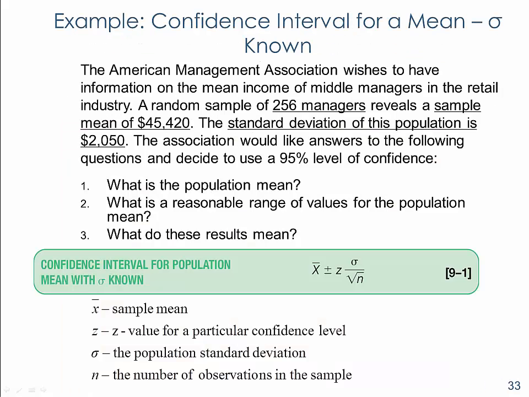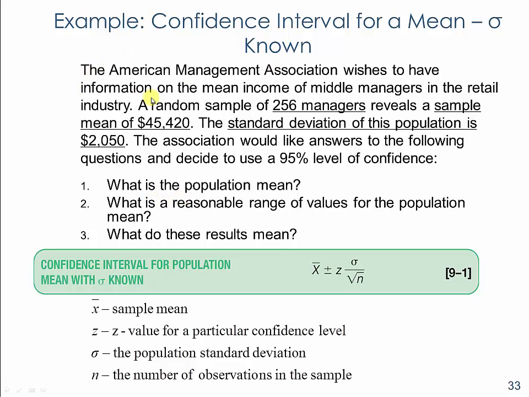Let's go ahead and do an example. In this case, we do not know the population mean. We know the sample mean is $45,420. Hence, our best estimate of the unknown population value is the corresponding sample statistic. The sample mean of $45,420 is a point estimate of the unknown population mean. That's our single best guess of what we think the population mean is based off of the sample that we took. The reasonable range of the values is the confidence interval that we're going to find.